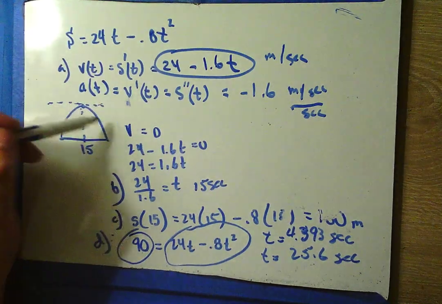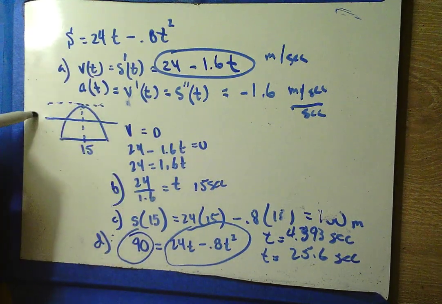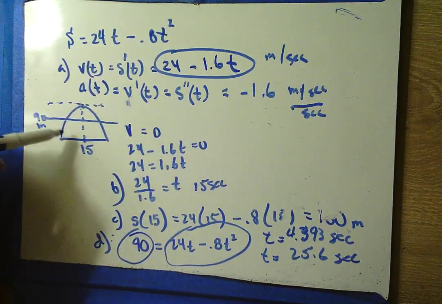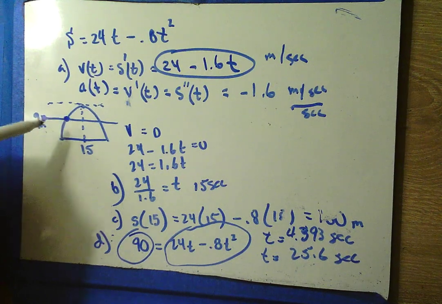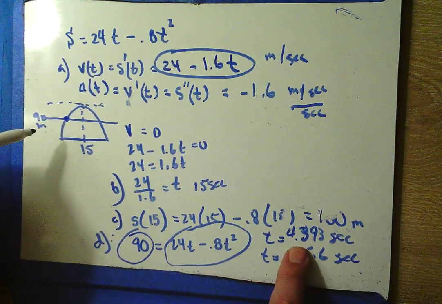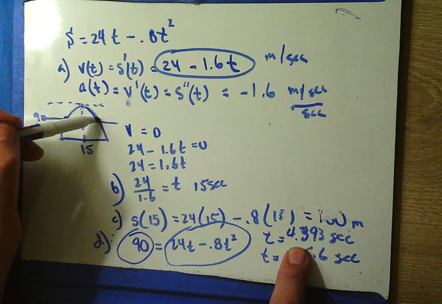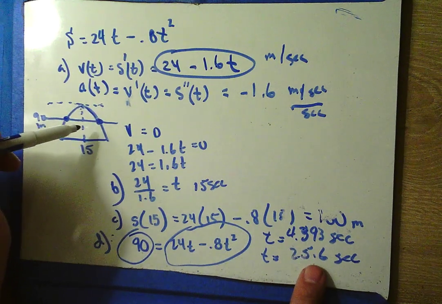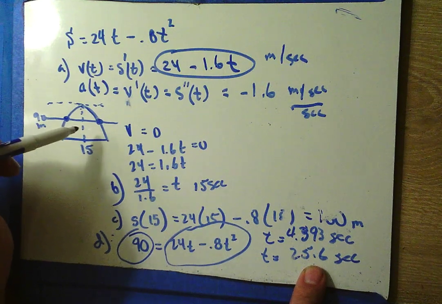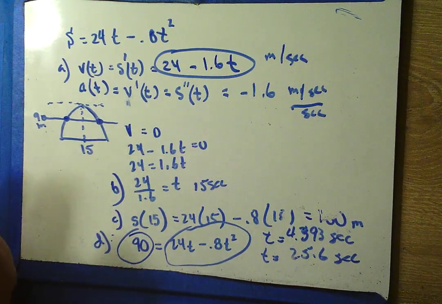Think about what it is we've got here. We've got 90 meters, once going up at 4.393, once coming back down at 25.6 seconds. Can you imagine throwing a ball and it taking 30 seconds to hit the ground? I mean, that's a lot of air time.